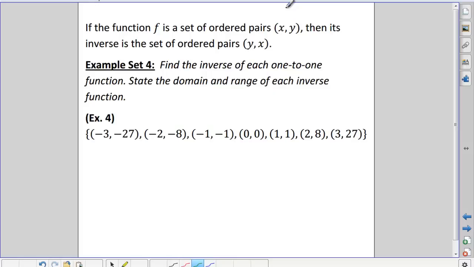And we're not going to worry about stating the domains and range of the inverse functions. Don't believe that's required on the homework, so we'll not worry about it.